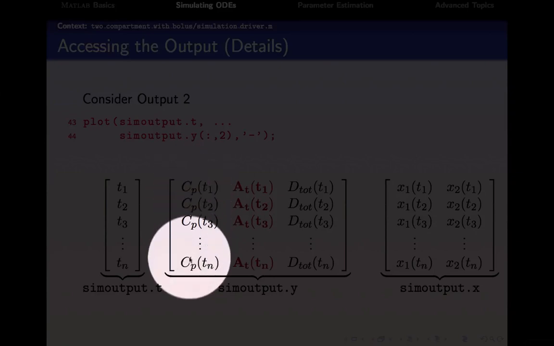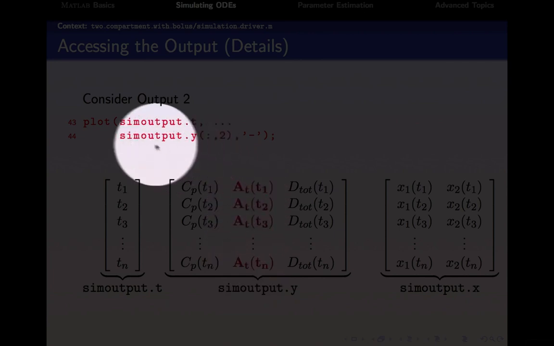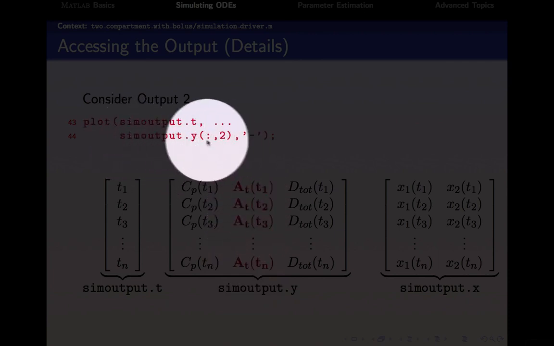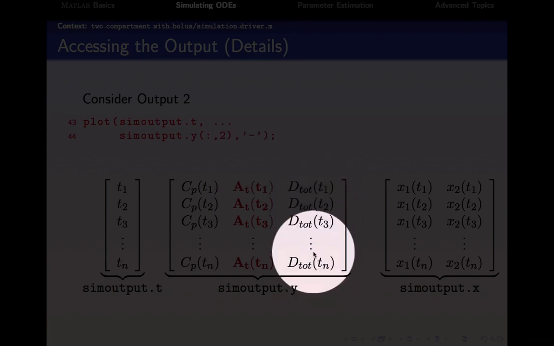The first column in y is going to be CP, the second column in y is going to be AT, and that's what this plot command refers to here, the second column. And the third column in Y is going to be the total amount of drug.